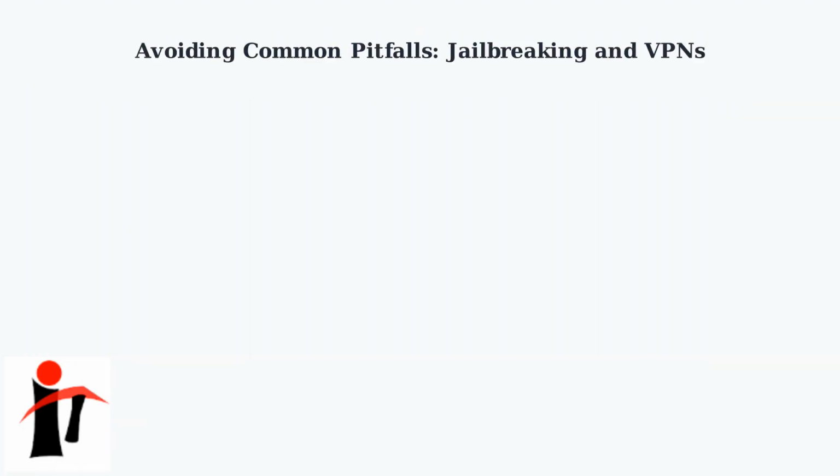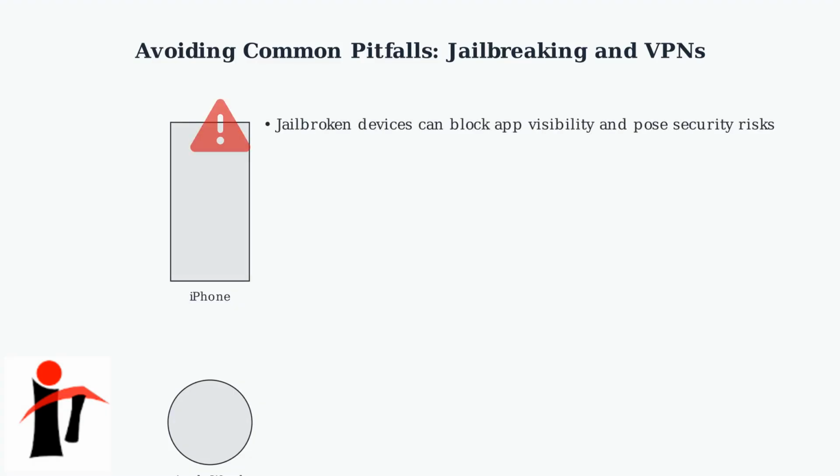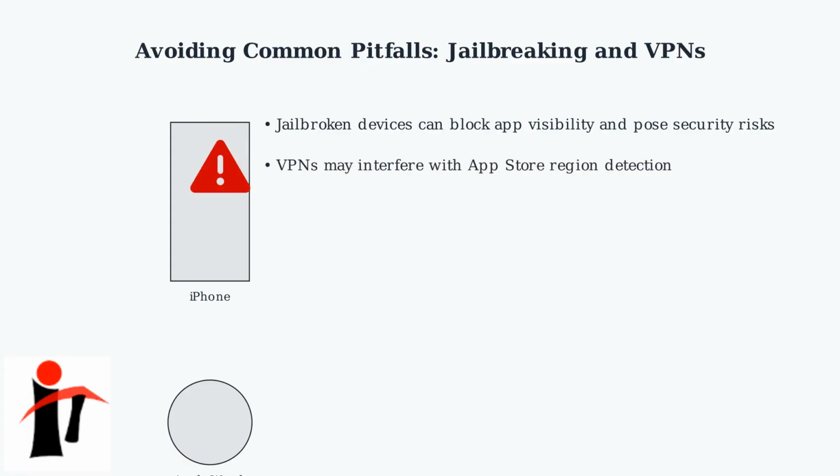Be aware that jailbroken devices or VPNs can sometimes block app visibility. Jailbreaking removes Apple's security restrictions, but it can prevent the Tesla app from appearing properly and introduces significant security risks. VPNs can also cause issues by masking your location, which affects the App Store's region-based app availability. This might make the Tesla app invisible if you're connected to a VPN.